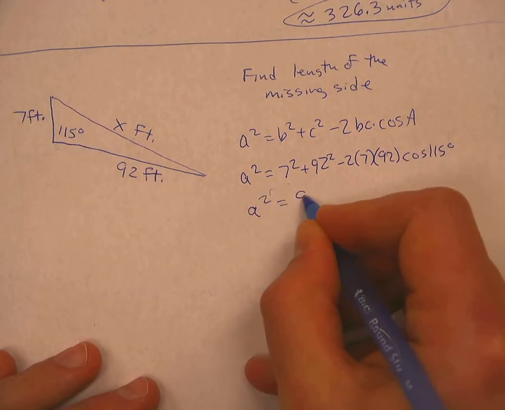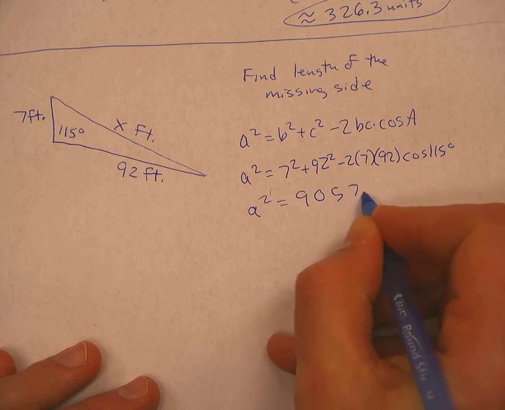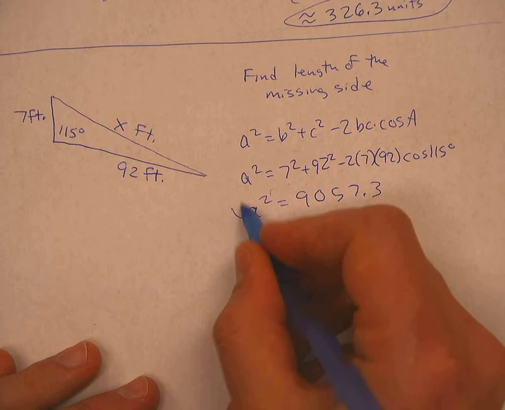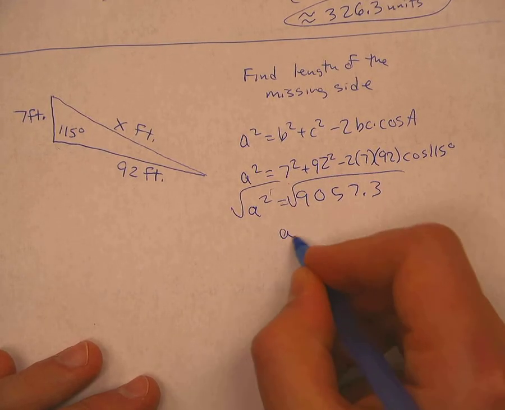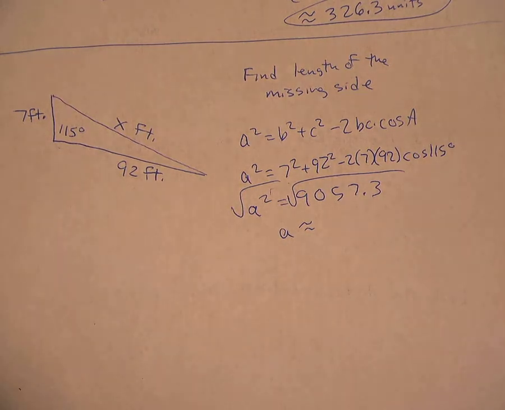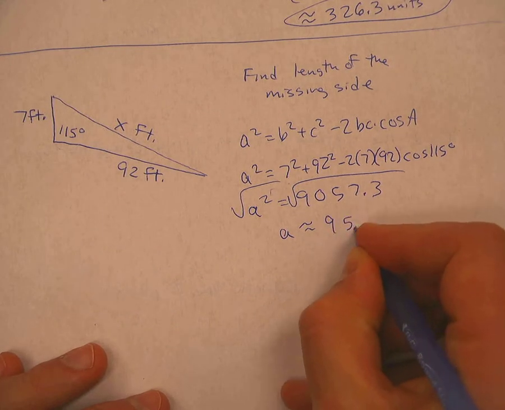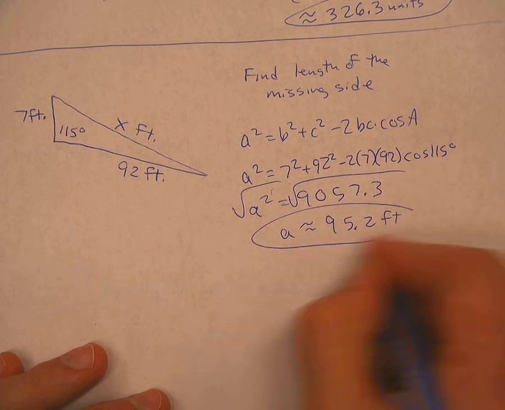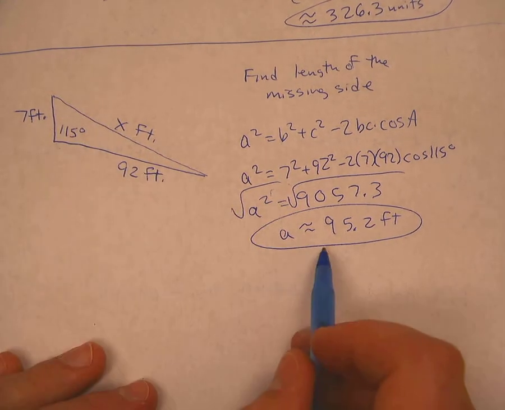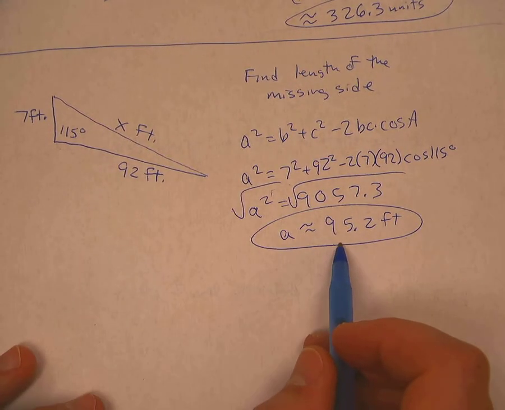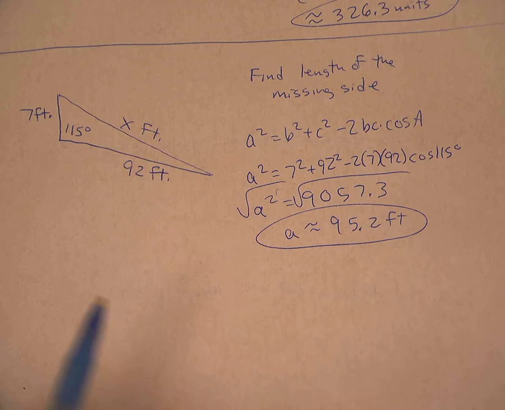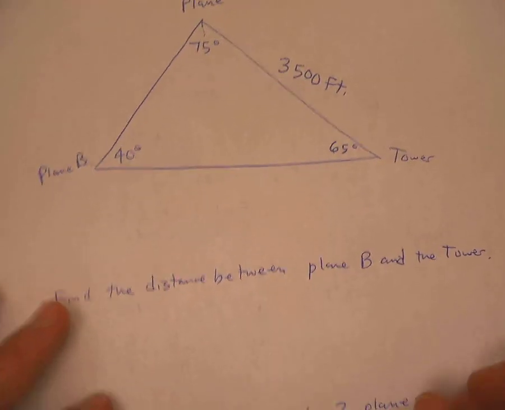and I get a squared is equal to 9,057.3. Now I do have to take the square root because that is a squared. So I take the square root of the answer there, and I get a is approximately 95.2 feet. Again, that's a length, so I make sure to put the correct units down there. All right, next problem here.